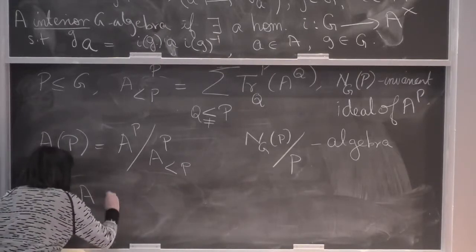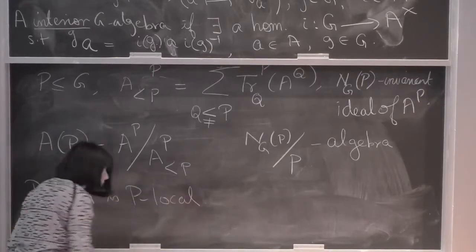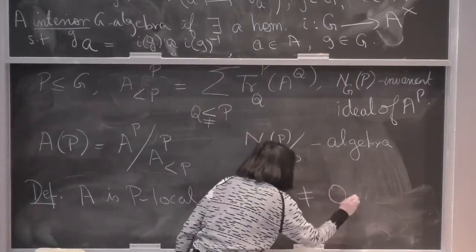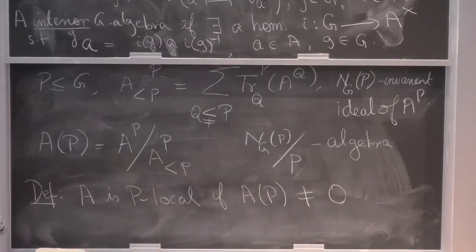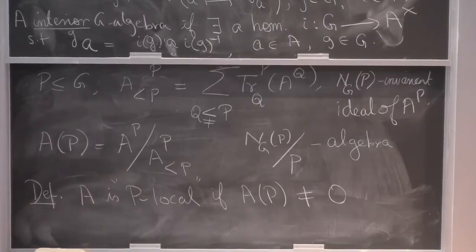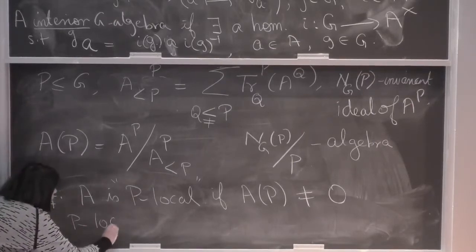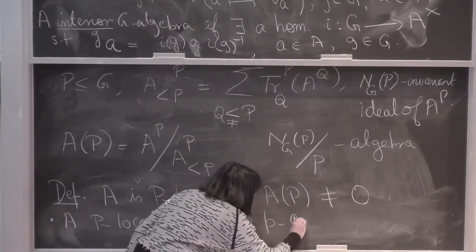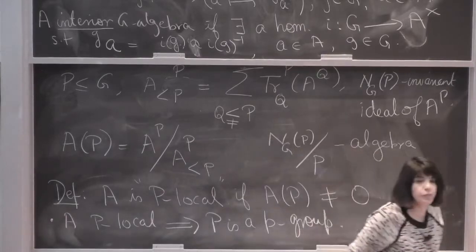I'm going to say A is P-local if A(P) is not 0. Let me put this in quotes because this is just a definition I've made up for this talk; I haven't really seen it anywhere. Note the complementary fact that if A is P-local, then P has to be a p-group.